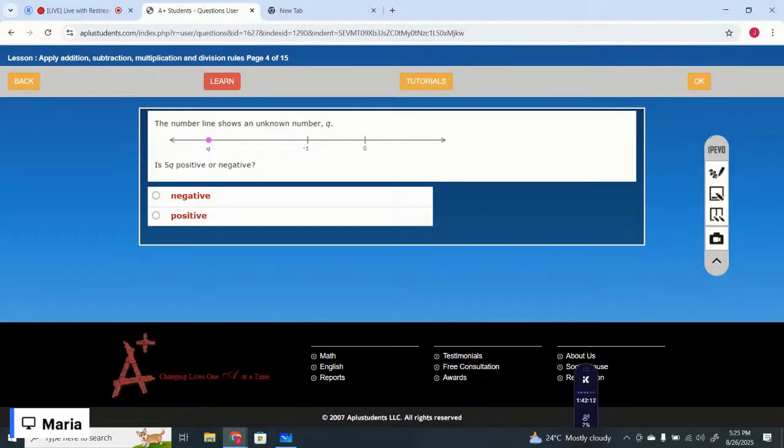Q is already on the negative side, right? So 5 times Q, the product of a positive and a negative number is negative. Option number 1 is the correct option.